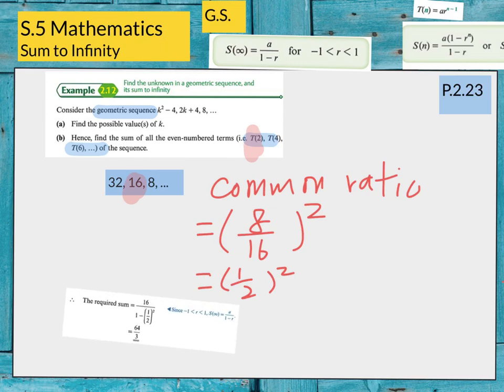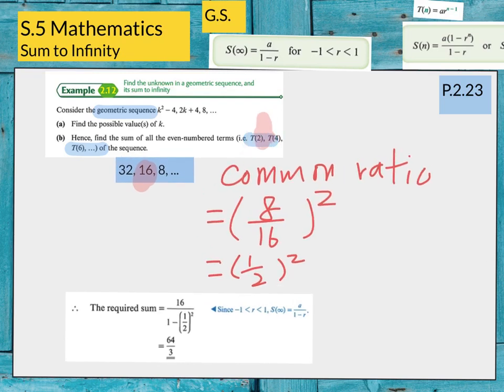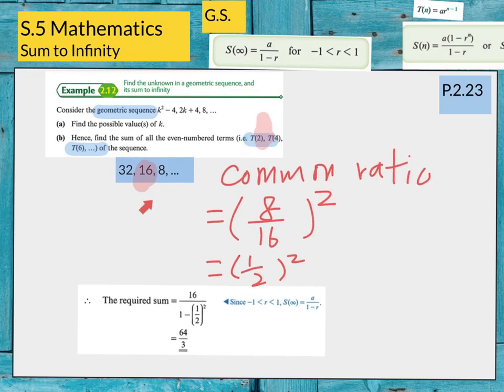As a result, we can put all these into the formula for the required sum, then just calculate it. The first term is T2, the common ratio is R squared, which is 1 over 2 squared, and then you can get the required sum. Basically that's it for the calculation and this somewhat difficult question in this session.